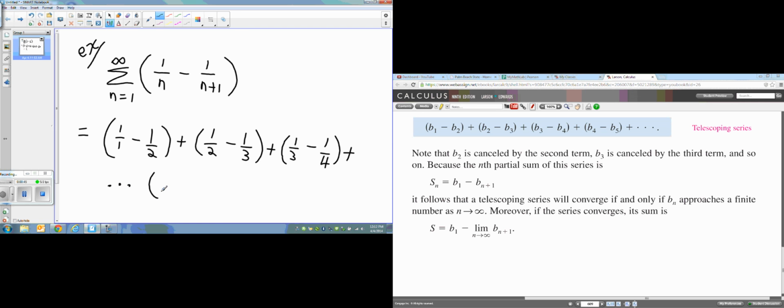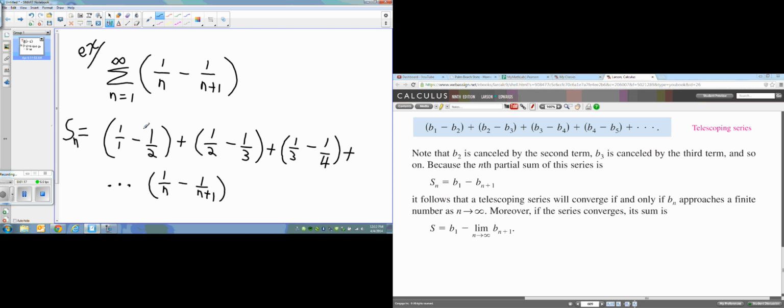to the term 1 over n minus 1 over n plus 1. And this would be the sequence of partial sums. Actually, this would be the nth partial sum. And look what happens with the nth partial sum.